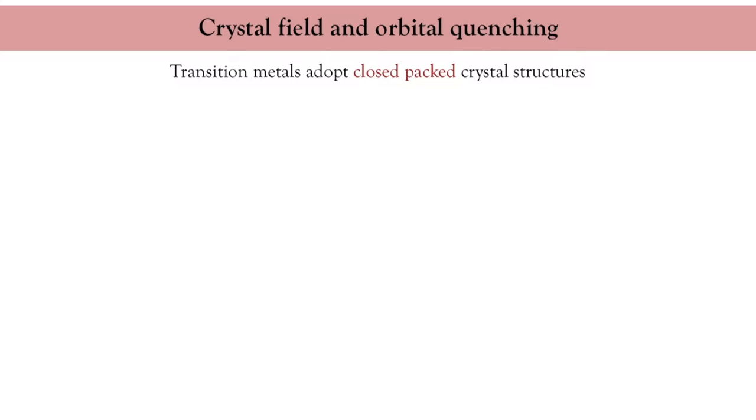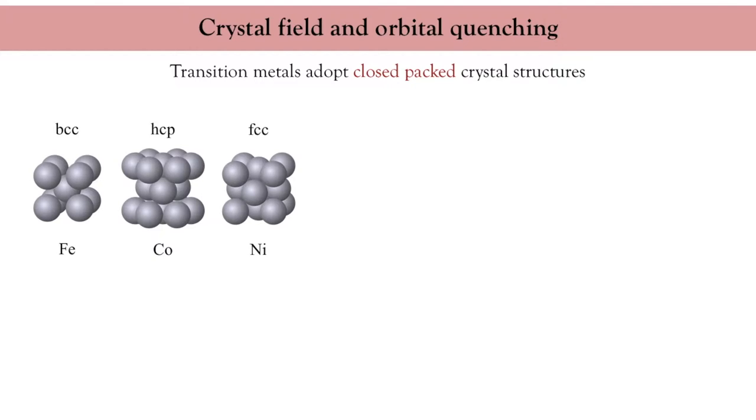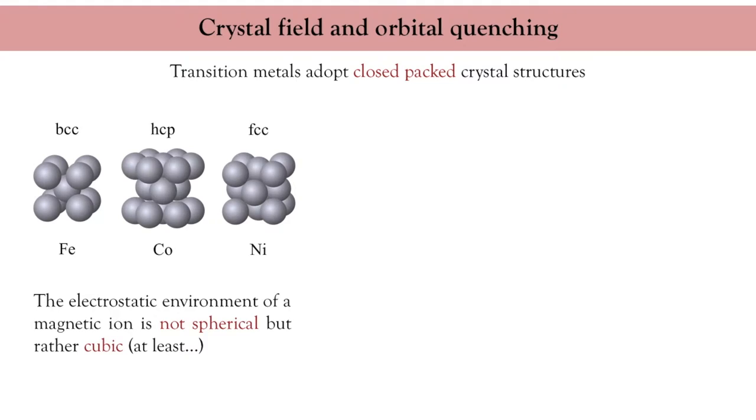First of all, let's examine the crystal field felt by the electron orbitals in a real crystal. For this discussion, we are going to consider the simplest crystal structures adopted by cobalt, iron, and nickel. The three materials adopt a close-packed structure: BCC, HCP, and FCC. The most obvious thing you can say is that this environment is not spherically symmetric. So, if I want to represent atomic orbitals in such a crystal, the spherical harmonics are not suitable anymore. In other words, I need to recombine these spherical harmonics into a new basis that respects the crystal symmetry of my BCC, HCP, or FCC lattice. These new orbitals are called cubic harmonics.